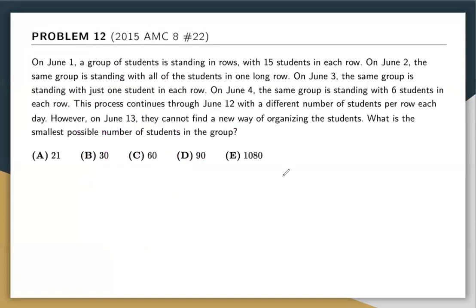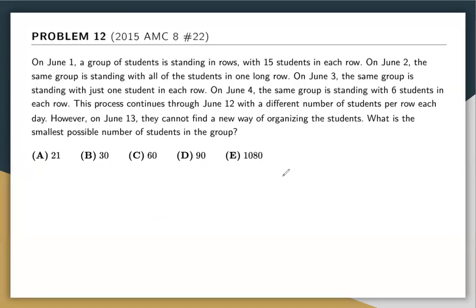So that is now number 12. On June 1st, a group of students is standing in rows with 15 students in each row, which means the number of students in total should be a multiple of 15. June 2nd, the same group is standing with all of the students in one long row, which means the total number, whatever that number is, should be in that row. There is one row only.